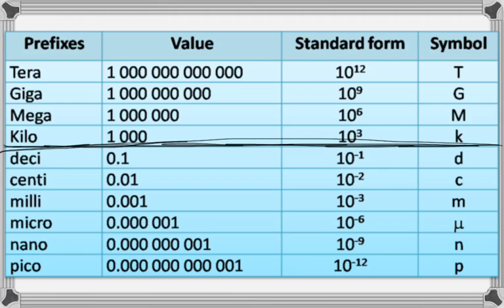So when we're converting from one prefix to a root word or from one prefix to another prefix, the number is not going to change. What's going to change is the placement of our decimal. Agreed? So let's work on converting between these units.